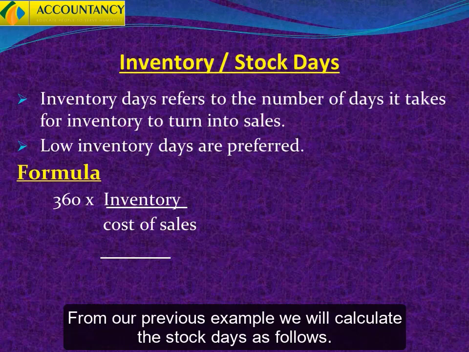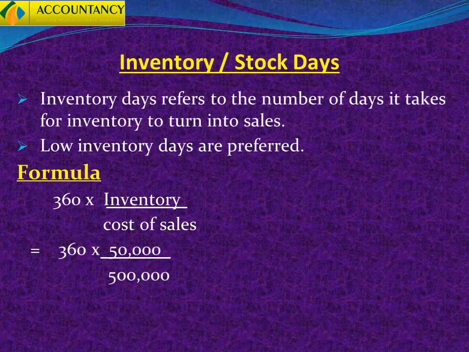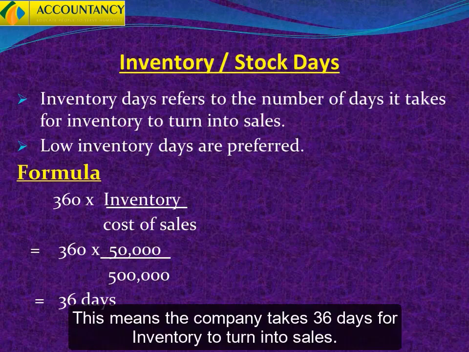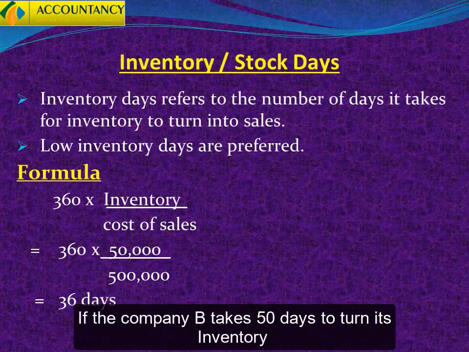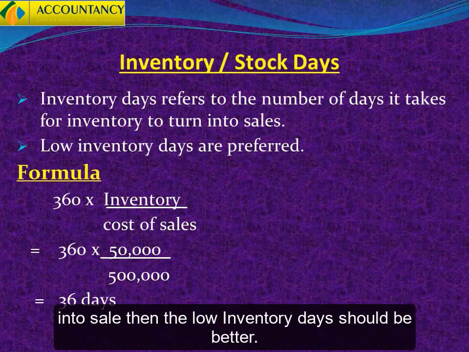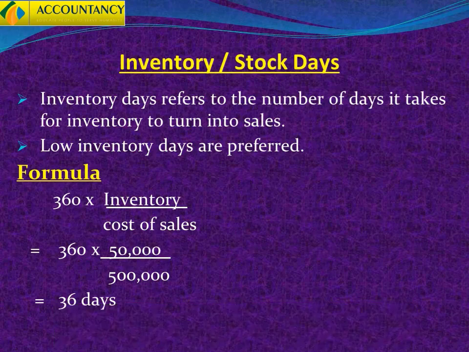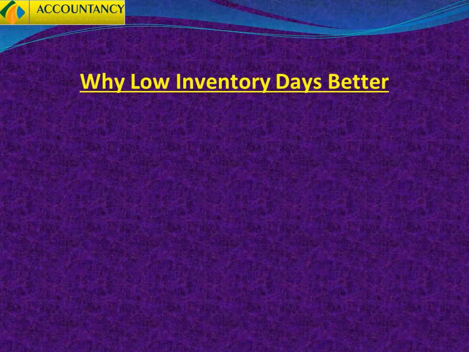From our previous example, we will calculate the stock days as follows. 360 multiplied by 50,000 divided by 5 lakh is equal to 36 days. This means the company takes 36 days for inventory to turn into sales. If company B takes 50 days to turn its inventory into sale, then the low inventory days should be better. Why are low inventory days better?